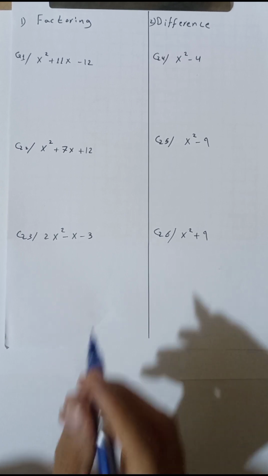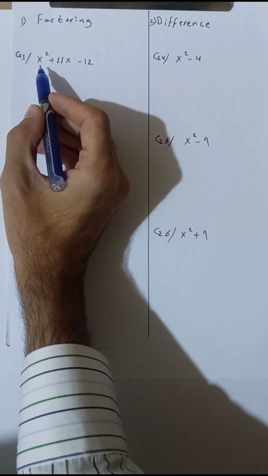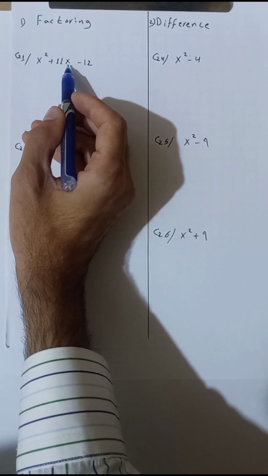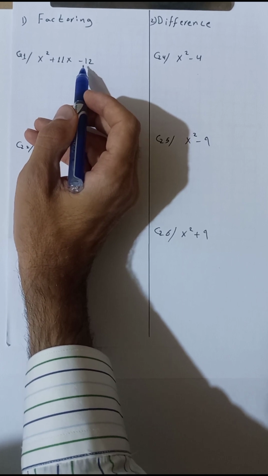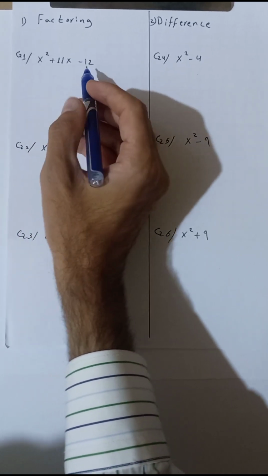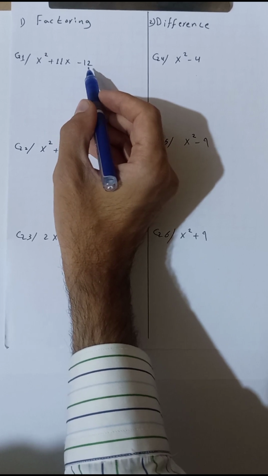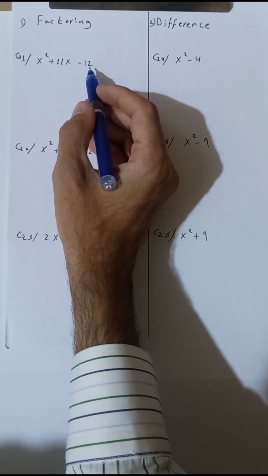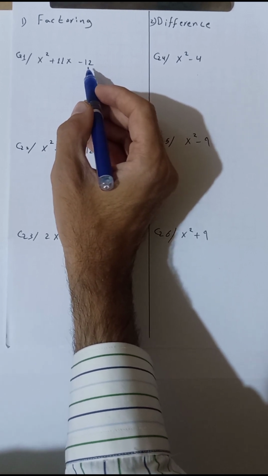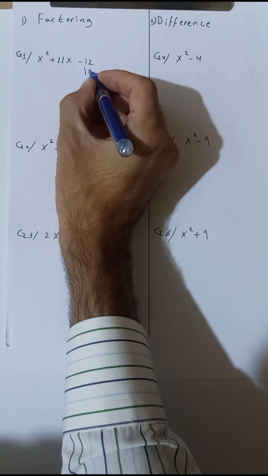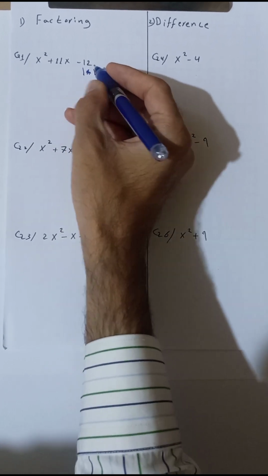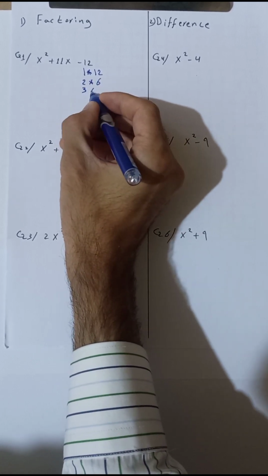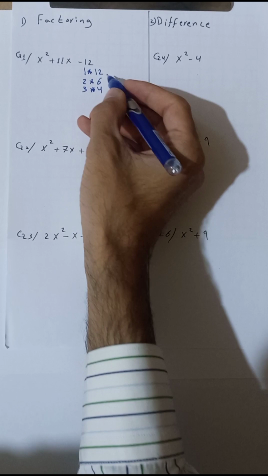Let's start. In the first question, we have three terms: x squared plus 11x minus 12. As you see, the last term is a number by itself. We're gonna think, what times what is 12? 1 times 12. 2 times 6. 3 times 4.